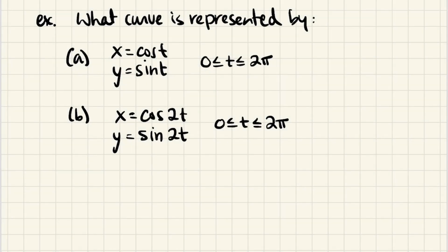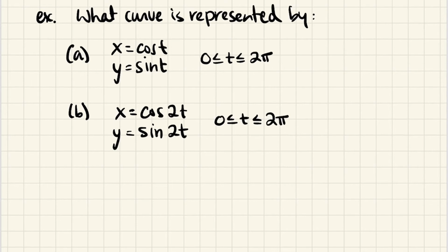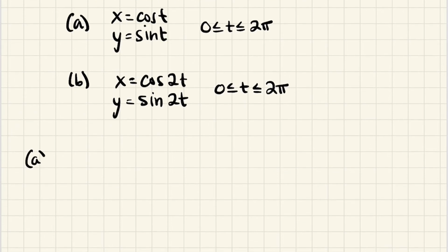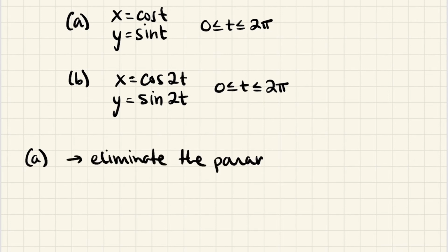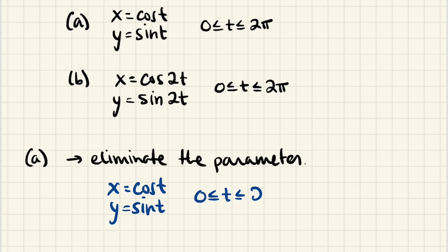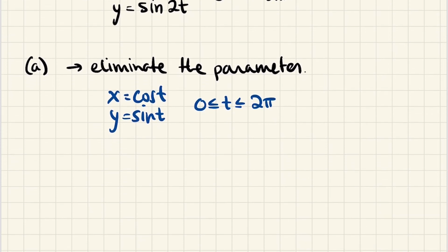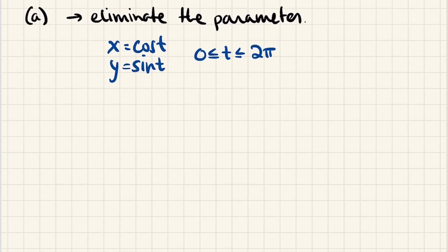Okay, so here we're going to determine what curve is represented by these different sets of parametric equations. And we're going to do this just by eliminating the parameter. So let's start with part A. All right, now in the examples so far, to eliminate the parameter, what we've been doing is isolating t in one of these equations and then substituting into the other.